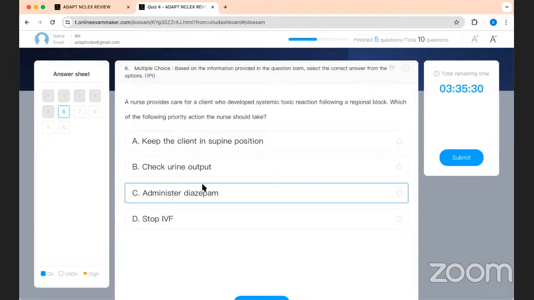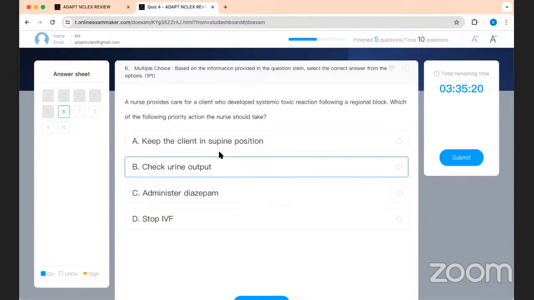And then provide care for a client who developed what? Systemic toxic reaction following a regional block. Which of the following priority actions should the nurse take? Who can figure out what this is about? Who can tell me what this question is all about?